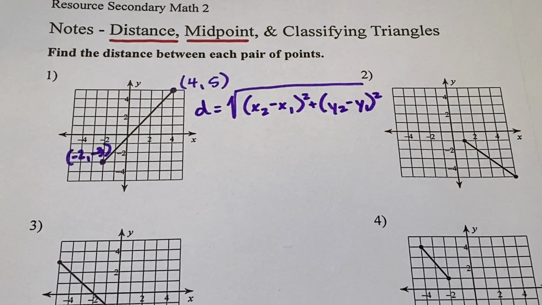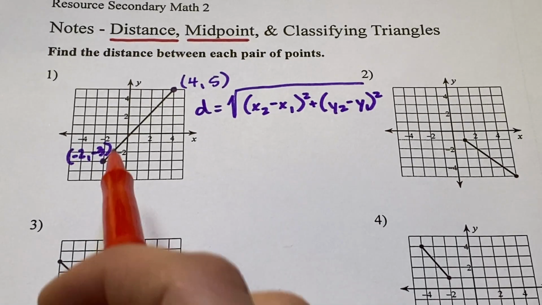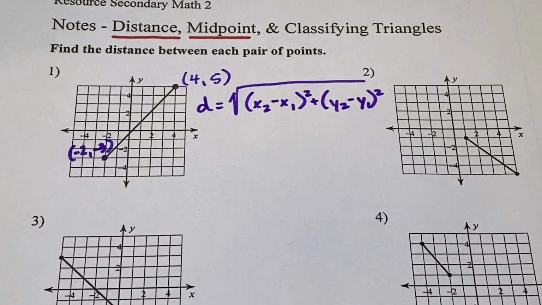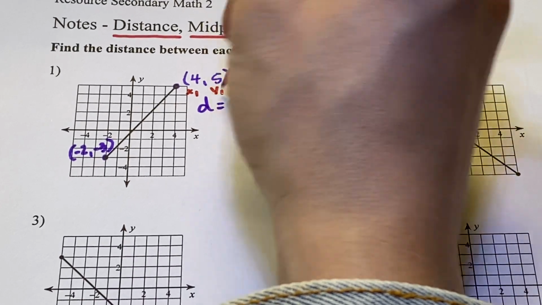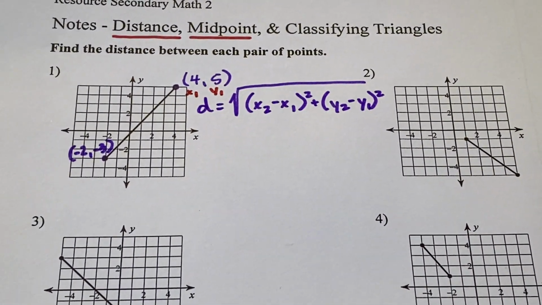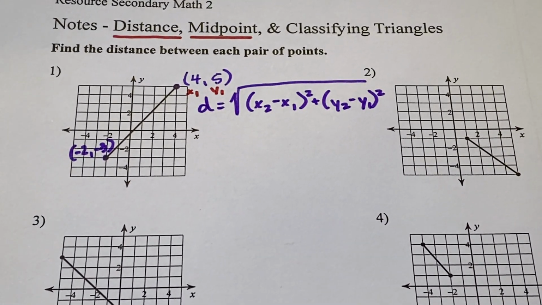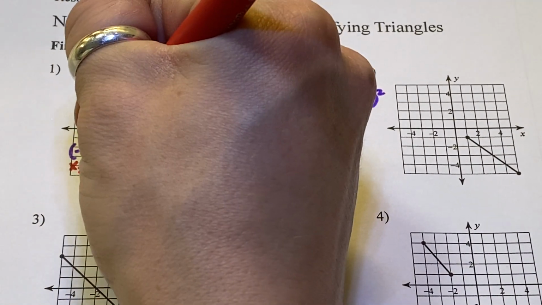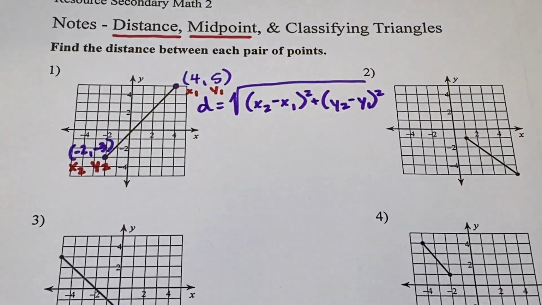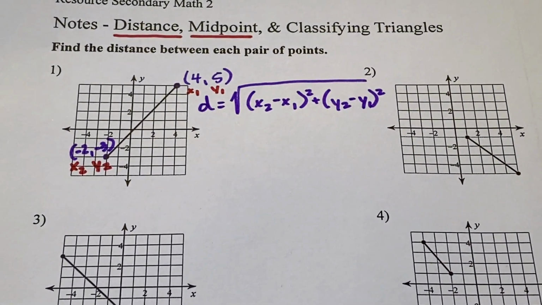Out of these two coordinate points, which one do you want to be your first coordinate? I don't care. 4, 5. Sure, why not? That means this guy is x1 and y1. If we chose that as our first coordinate, this guy's going to be our second coordinate. In other words, x2 and y2 are those guys down there.